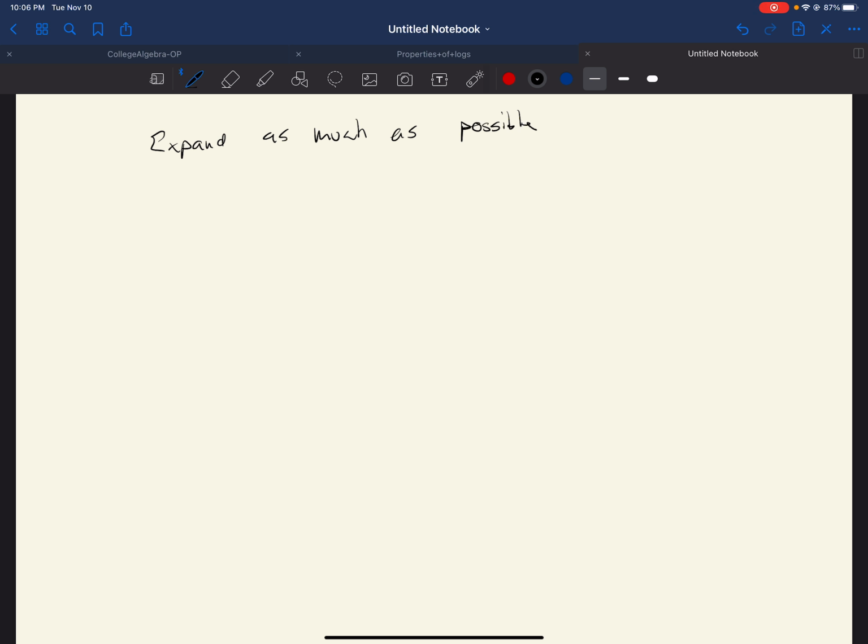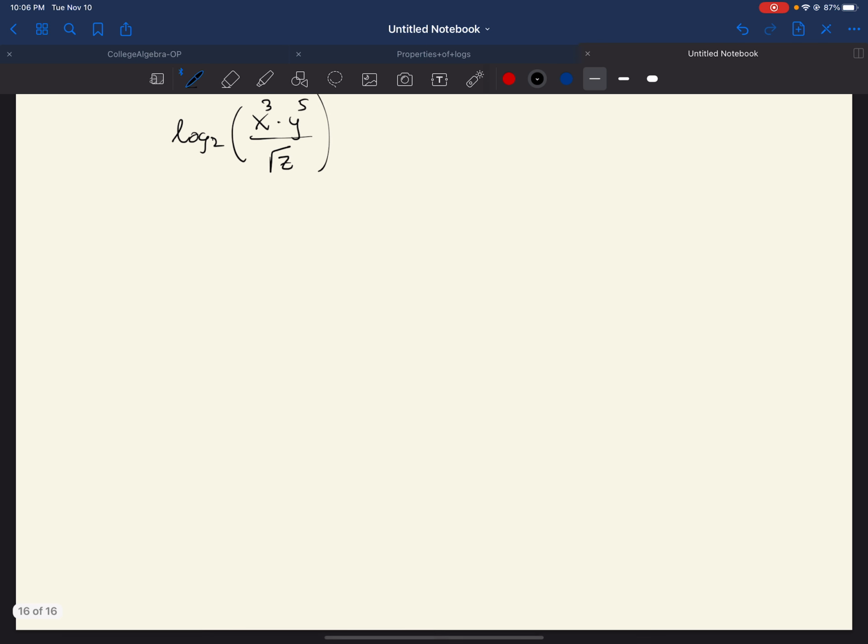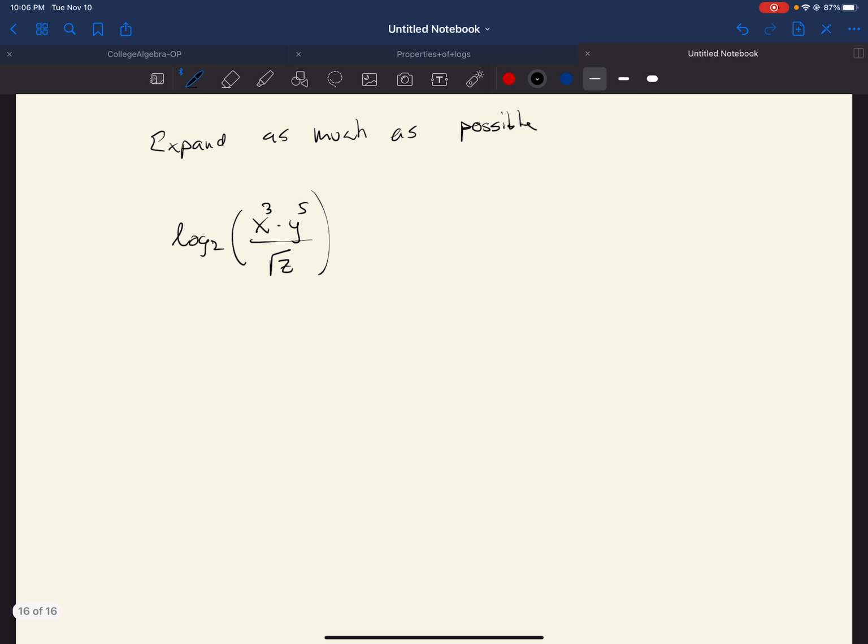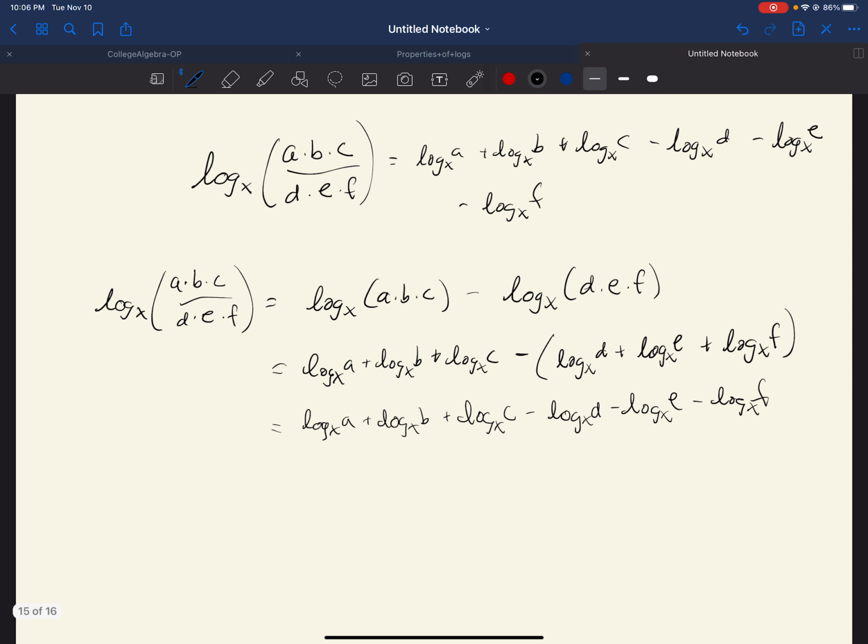And here's what they mean. They'll give you something like log base 2 of x cubed times y to the fifth over the square root of z. And so I have to take this and somehow expand it out. Well, that's why I just showed you guys this rule right here. So anything on the top turns out to have pluses, and anything on the bottom turns out to have minuses in front of them.